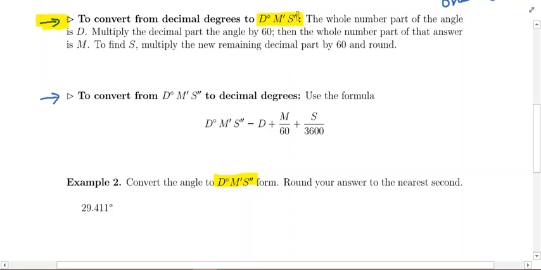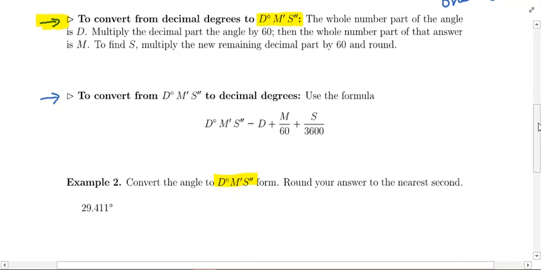Okay, so reading through that statement again, it was kind of confusing if you remember reading through it the first time in the last video. It tells you that the whole number part of the angle is d, which is the number of degrees, and then you've got to multiply the decimal part of the angle by 60, and then the whole number part of that answer is the number of minutes, and then to find the number of seconds, you need to multiply the new remaining decimal part by 60 and round. Yeah, that's confusing. So let's try to make sense of this.